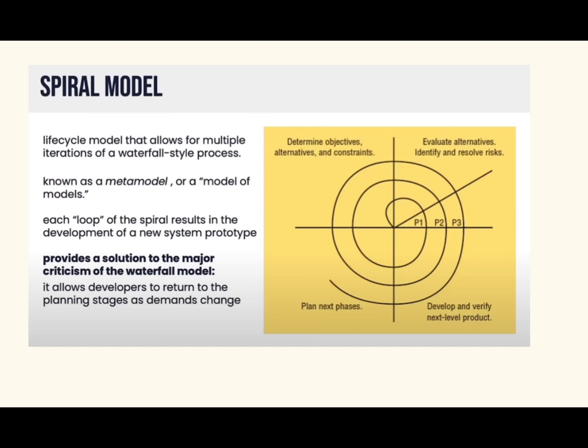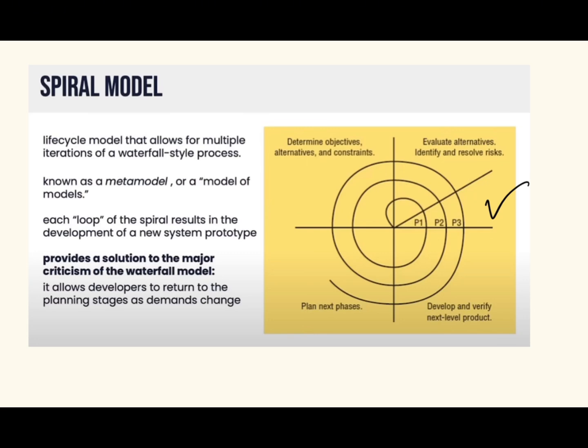So it is a life cycle model that allows for multiple iterations of waterfall style, right? So here you can see in this image, it allows multiple iterations of waterfall style. It is called a meta model, a model of models, because it includes the structure of various models like waterfall, prototyping, and iterative.